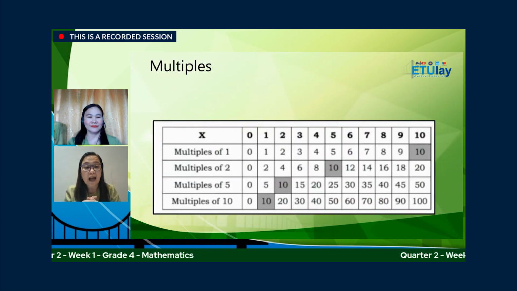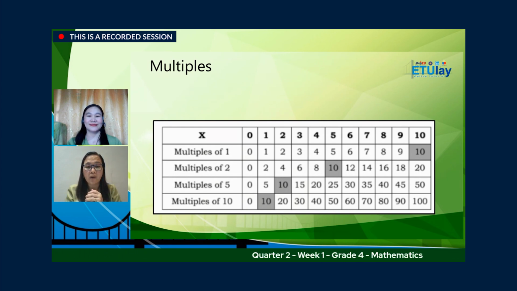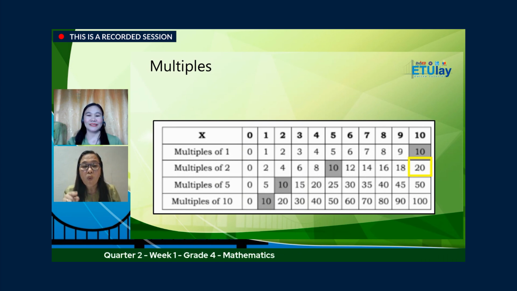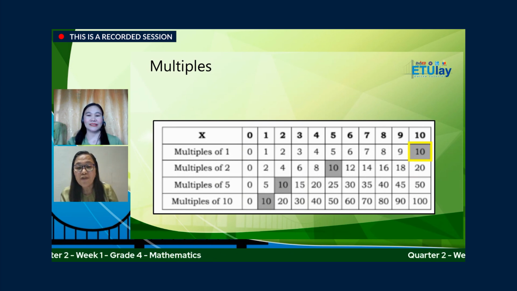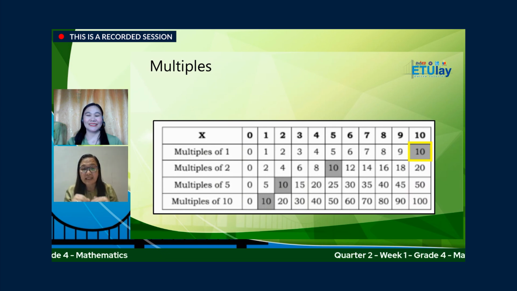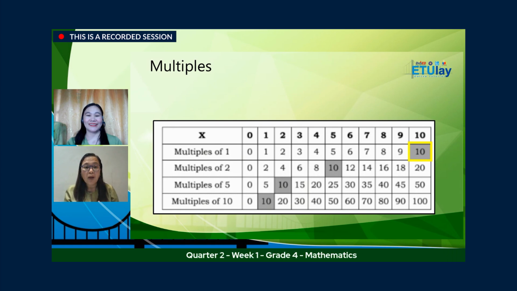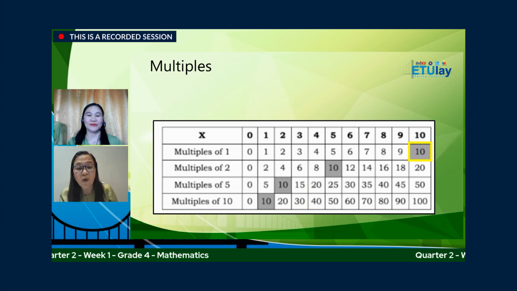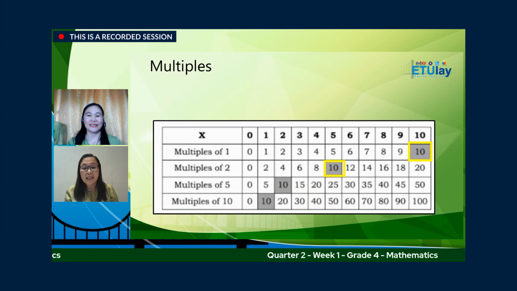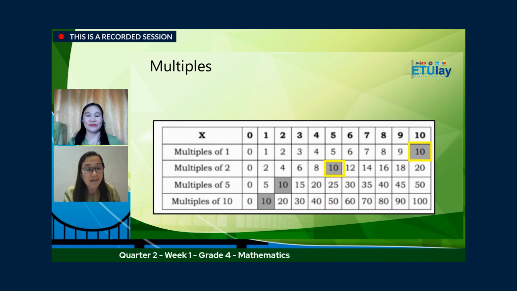Let's identify the multiples of 1. Okay, we have there 0, 1, 2, 3, 4, 5, 6, 7, 8, 9, 10. Multiples of 2, you have there 0, 2, 4, 6, 8, 10, 12, 14, 16, 18, and 20. So we have there 10.